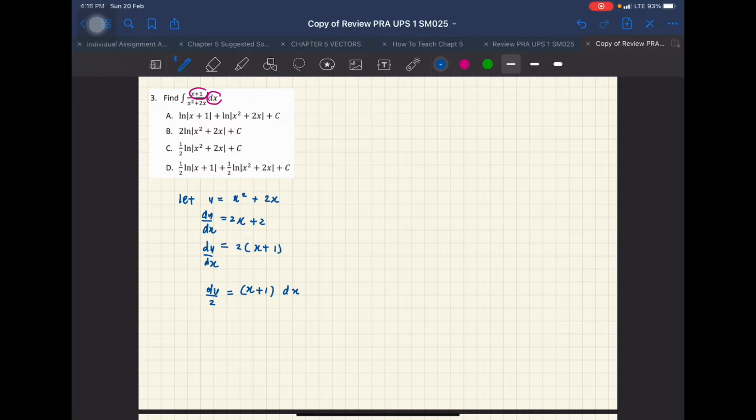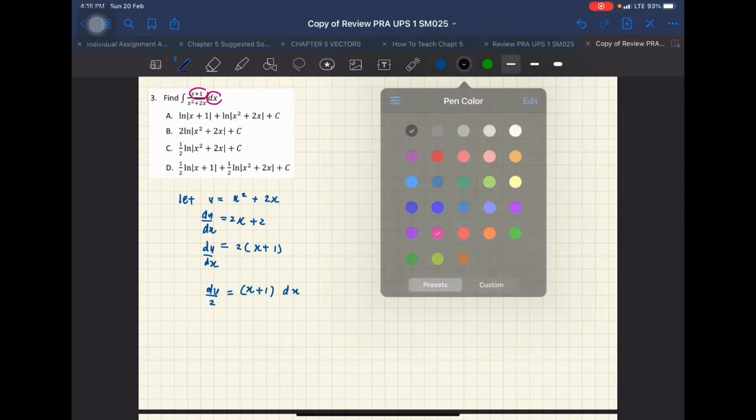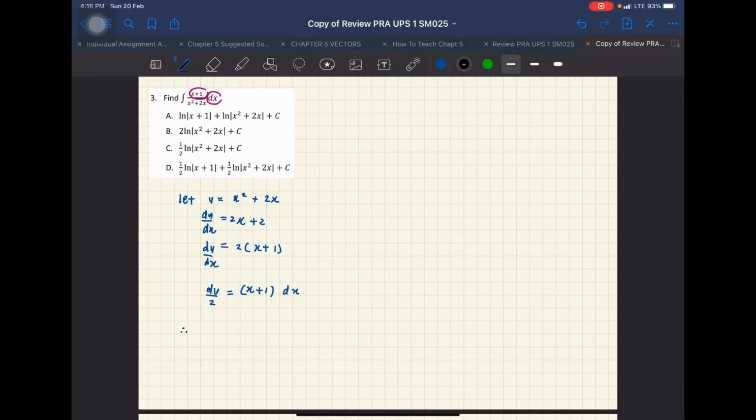Settle. Okay, so from here we can directly substitute into our function. So you will get the integral. So this one has become u. So you have 1 over u and then you need to multiply with the rest. The pink part has become this one. So you have du over 2.